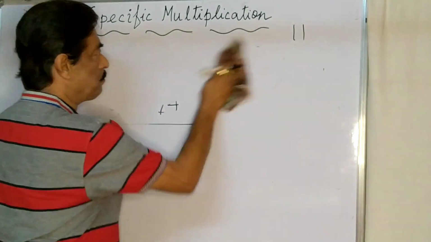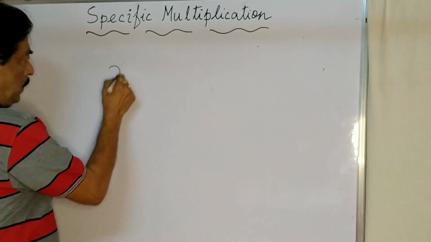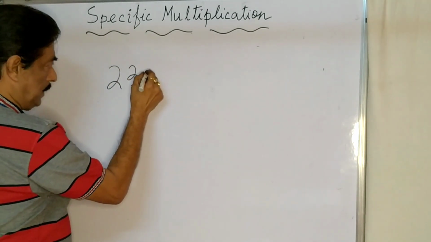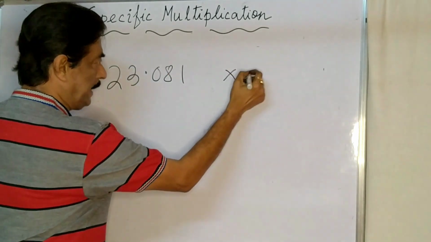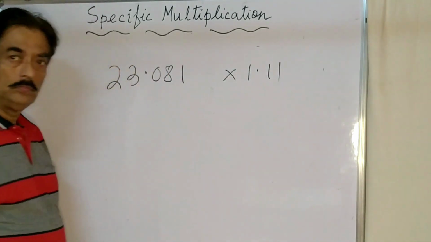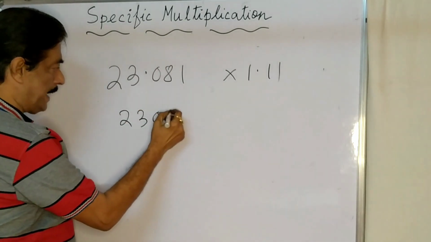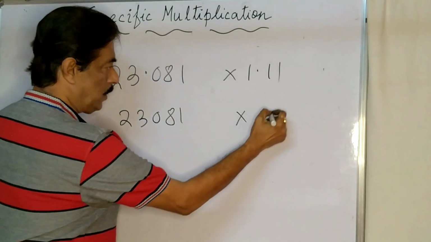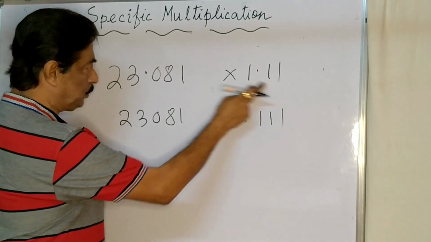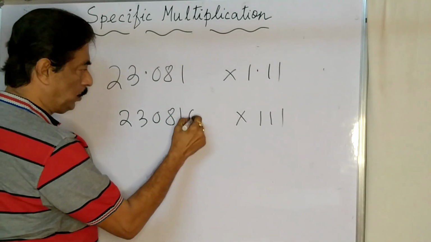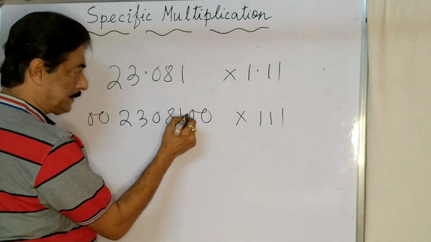You can minimize your time. Next example: 23.081 multiplied by 1.11. Same rule. We can write 23081 multiplied by 111. You have to put the decimal point 5 places from the right side because there are 2 and 3 decimal places. Now first put 2 zeros right side, 2 zeros left side. Start from here, 3 number of 1.